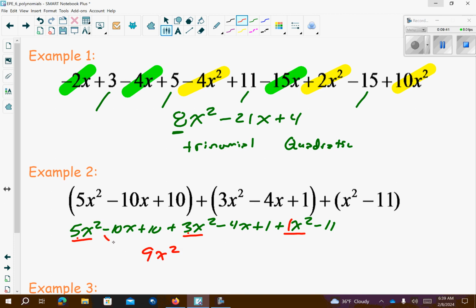Then I have my negative 10x, negative 4x. We combine those together, we get negative 14x. And then 10 plus 1 is 11. 11 minus 11 is 0. So here's my term. So this is a quadratic because it's raised to the second power. That's my highest exponent. It is a binomial because there are only two terms. And my leading coefficient is 9 because the 9 is attached to my highest exponent.